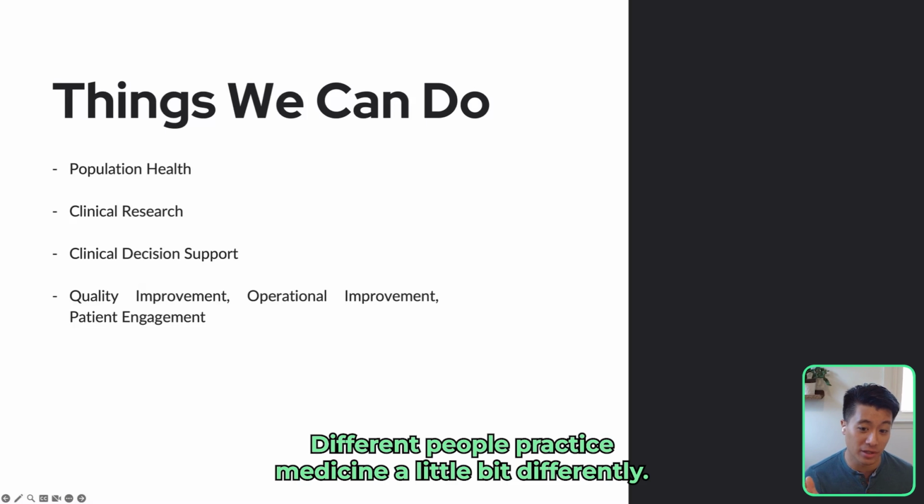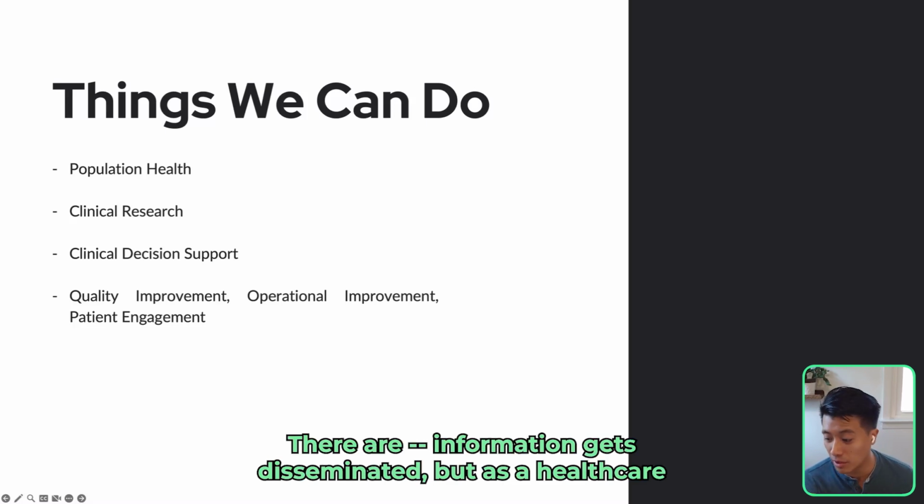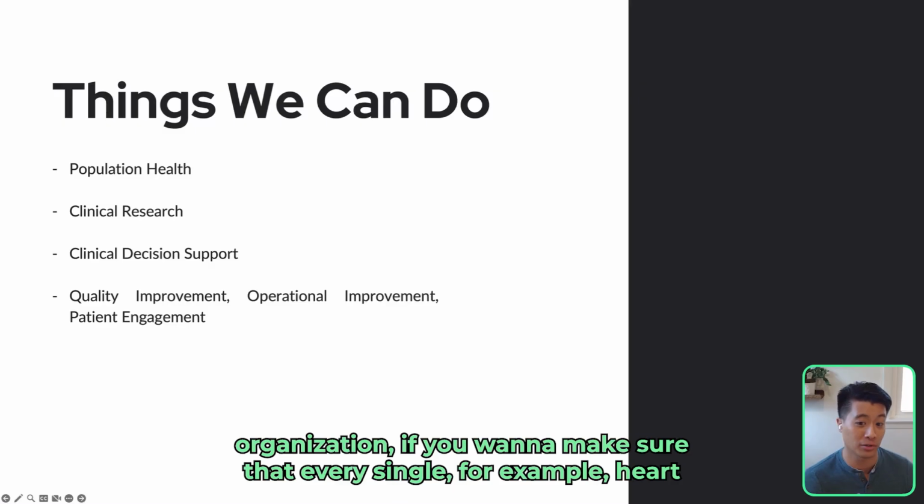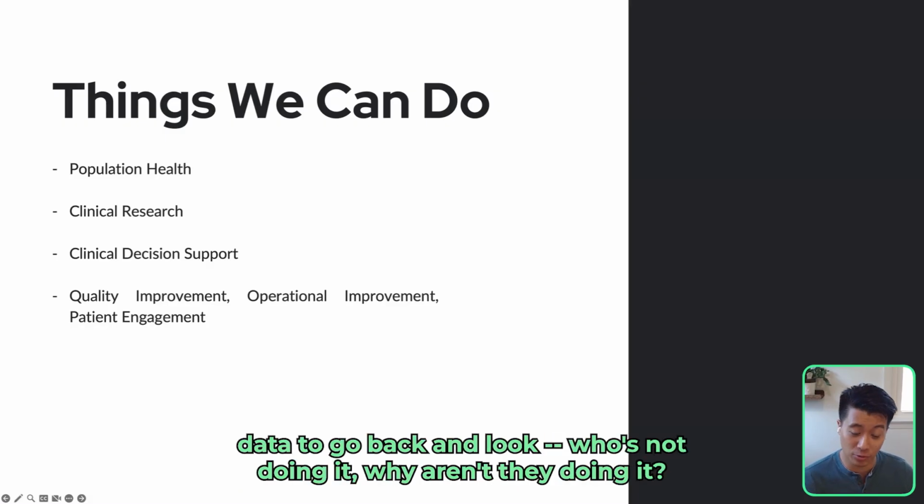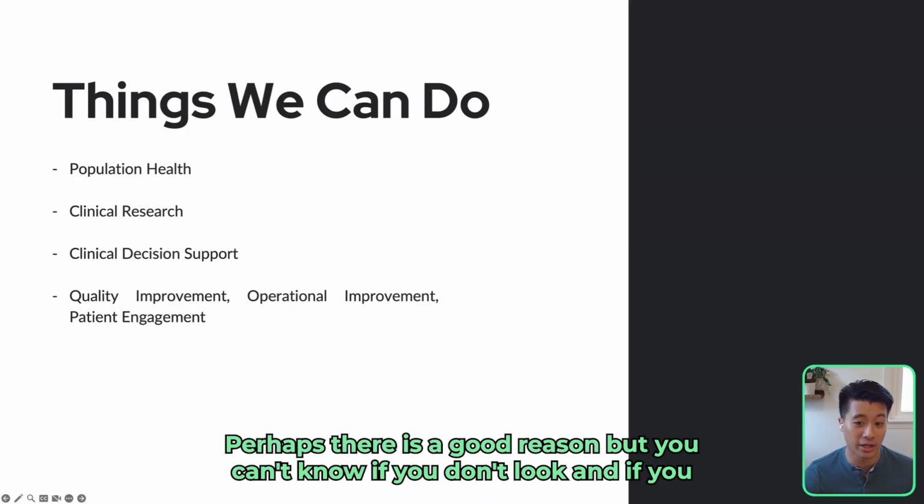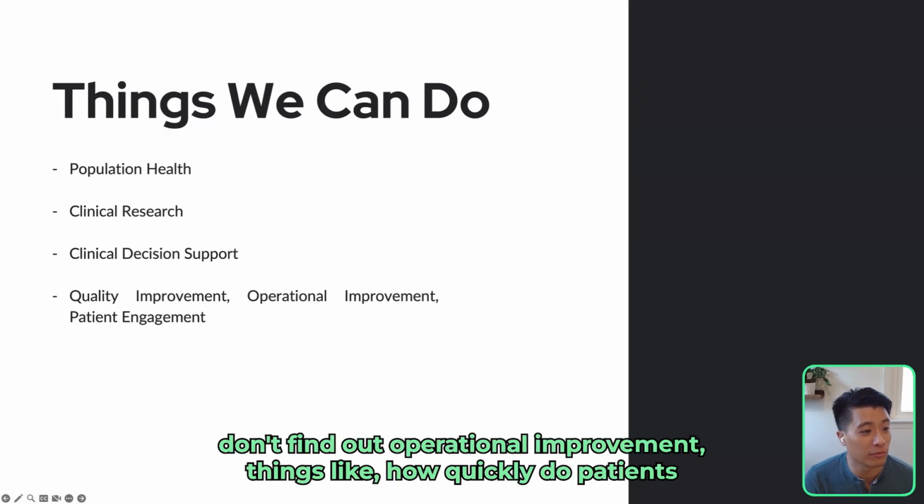Different people practice medicine a little bit differently. Information gets disseminated, but as a healthcare organization, if you want to make sure that every single heart failure patient, for example, gets an ACE inhibitor for sure on discharge, you can use the data to go back and look at who's not doing it and why aren't they doing it. Perhaps there is a good reason, but you can't know if you don't look and if you don't find out.